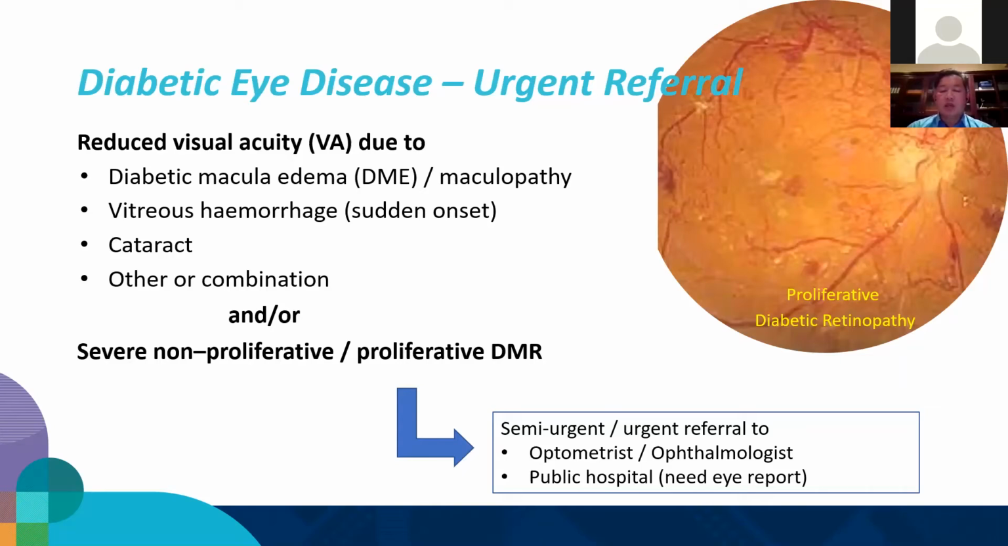Sometimes you can't seem to get hold of your local ophthalmologist as such, so you need to refer them to the public system. Basically, through the outpatients, you need an eye report, or sometimes what you need to do is refer them to the emergency department, especially in the setting of a sudden onset of visual loss due to a vitreous hemorrhage.